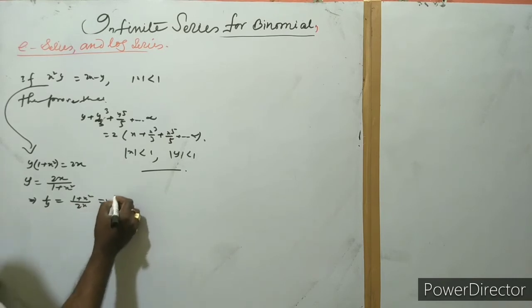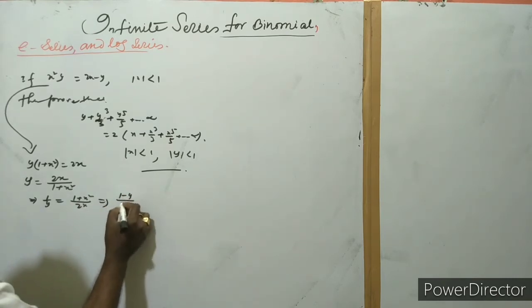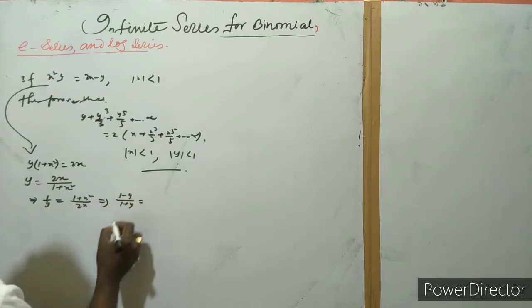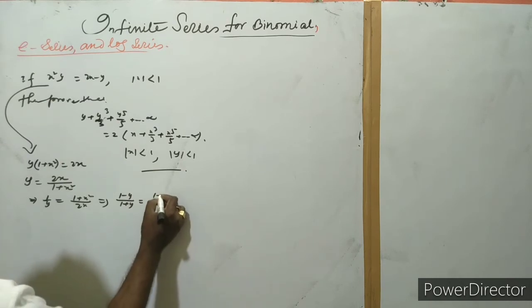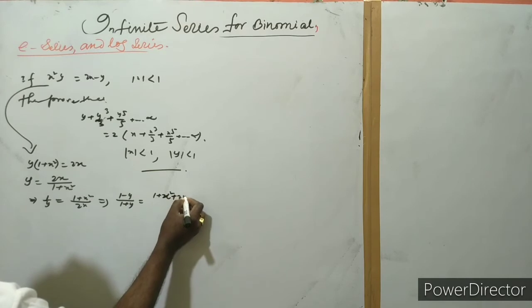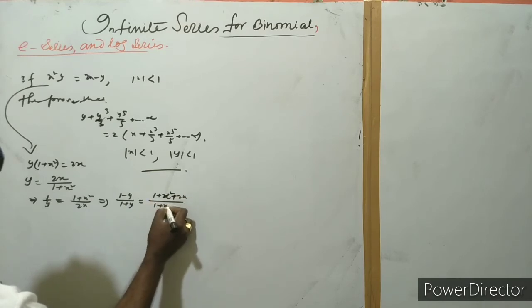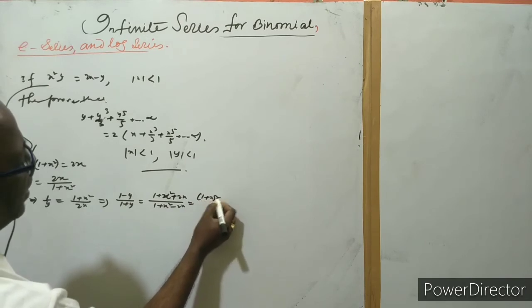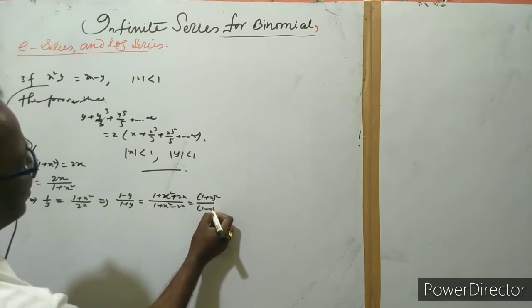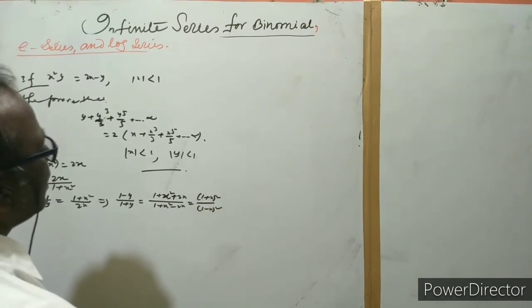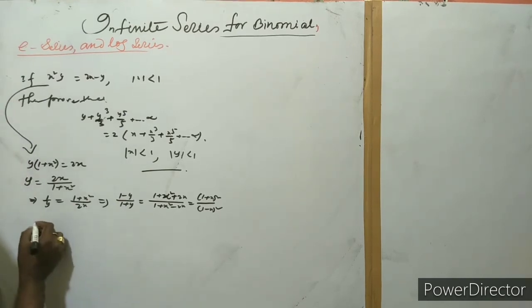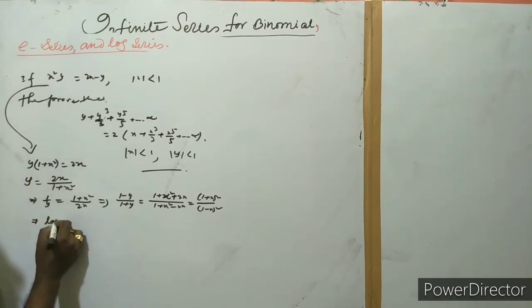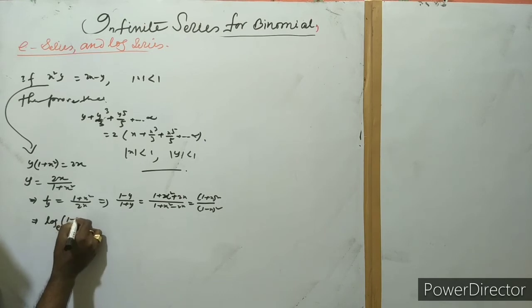Apply the componendo and dividendo. Then we get here 1 minus y by 1 plus y. And this is also 1 plus x square plus twice x, and this is 1 plus x square minus twice x. This is here 1 plus x whole square, and this is here 1 minus x whole square. Okay. So take a logarithm on both sides, to the base here 1 minus y by 1 plus y.